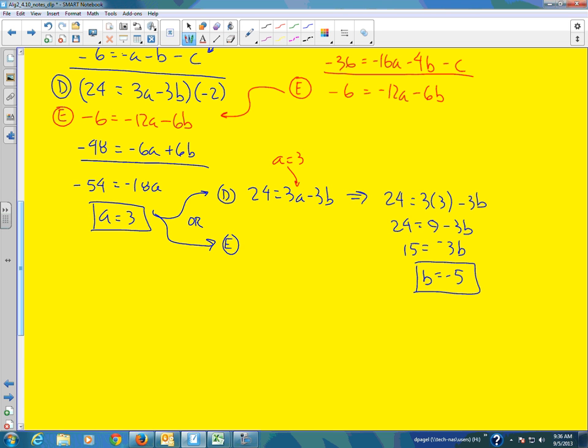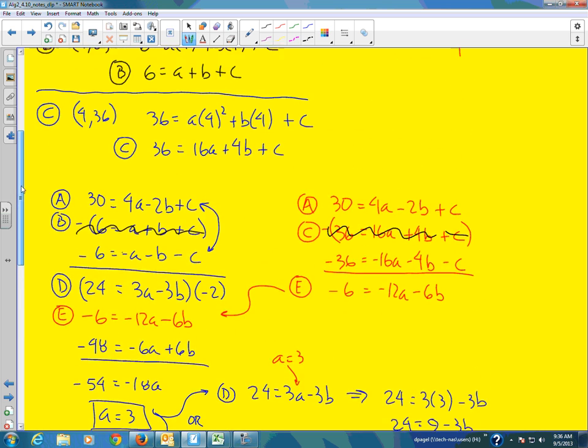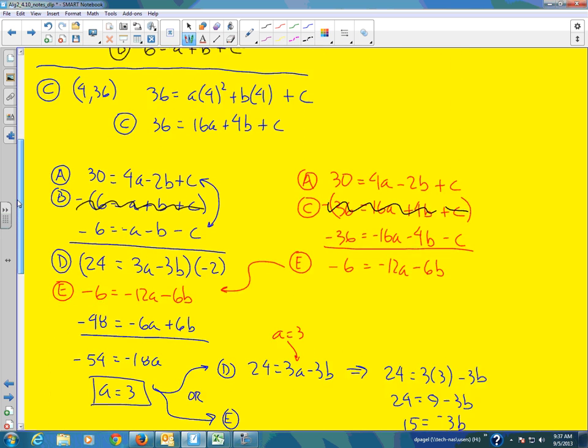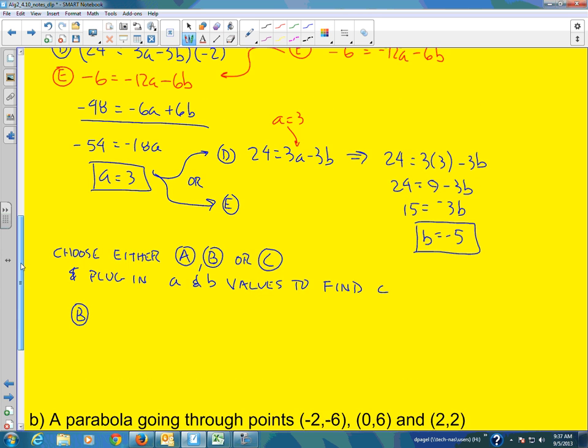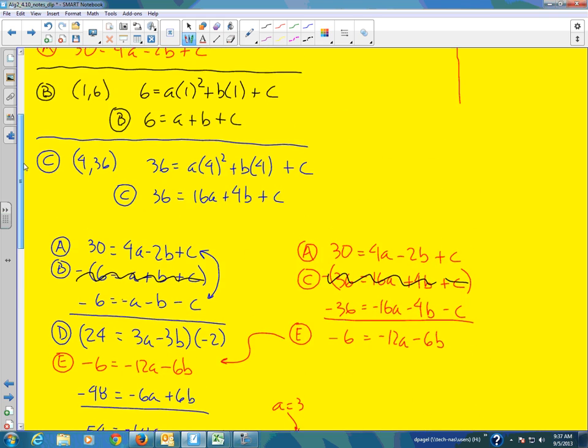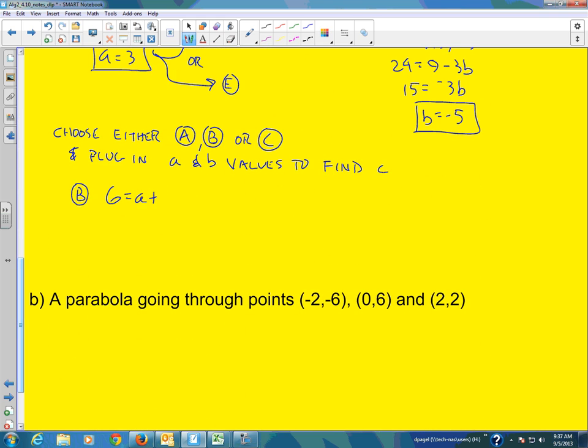All right, we now have A and B. So then we choose either A, B, or C, our original equations, and plug in to go find C. Since B is pretty simple, I'm just going to choose that one, but I could use A, B, or C. I'm going to use equation B. Equation B was 6 equals a plus b plus c. And we're going to take the a and replace it with a 3.